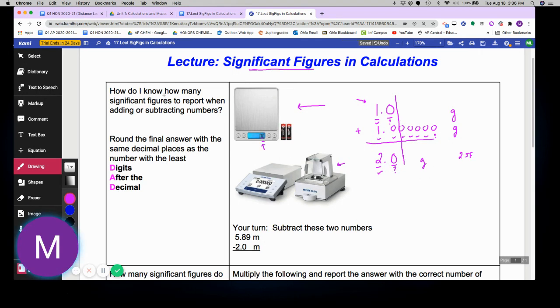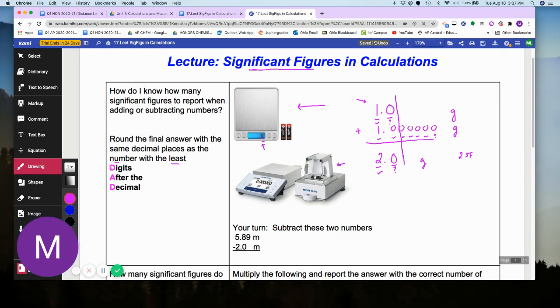So the question is, how do I know how many significant figures to report when adding or subtracting numbers? Well, you want to round the final answer with the same decimal places as the number with the least digits after the decimal, or I call them DADs. This one has 1 digit after the decimal. This one has 6, so the least is 1. So you get 1. Your turn. Subtract these two numbers. Pause the video.